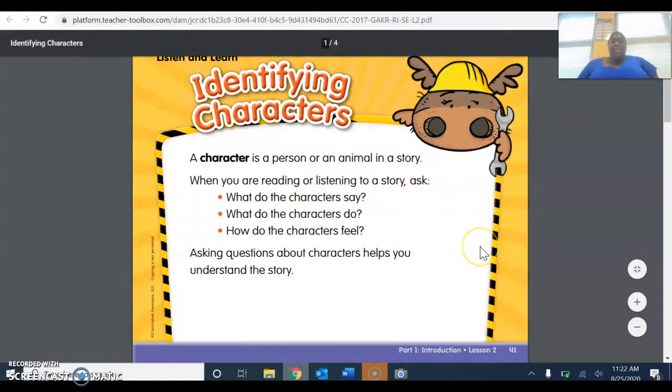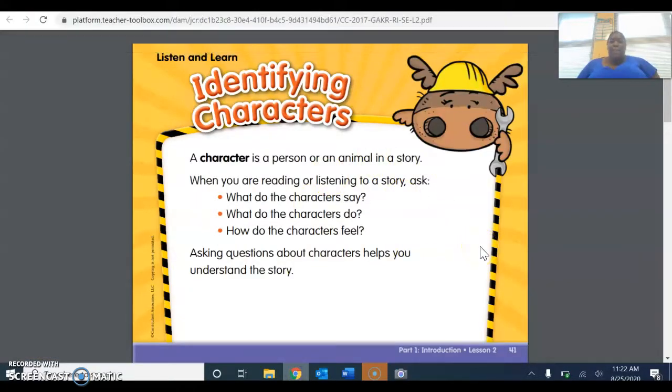So let's go to identifying characters. What is a character? A character is a person or an animal in a story. When you are reading or listening to a story, you're going to ask 3 questions. What do the characters say? What do the characters do? And how do the characters feel? You're going to ask questions about the character, and it helps you to understand the story.